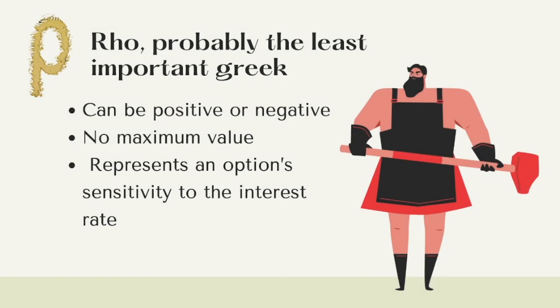Rho. Honestly, it's probably the least important Greek. It describes how sensitive an option's price is to changes in the federal interest rates. Changes in interest rates are rather rare, but they're expected to rise soon to help combat inflation. So this might come into play in the next 6 months.